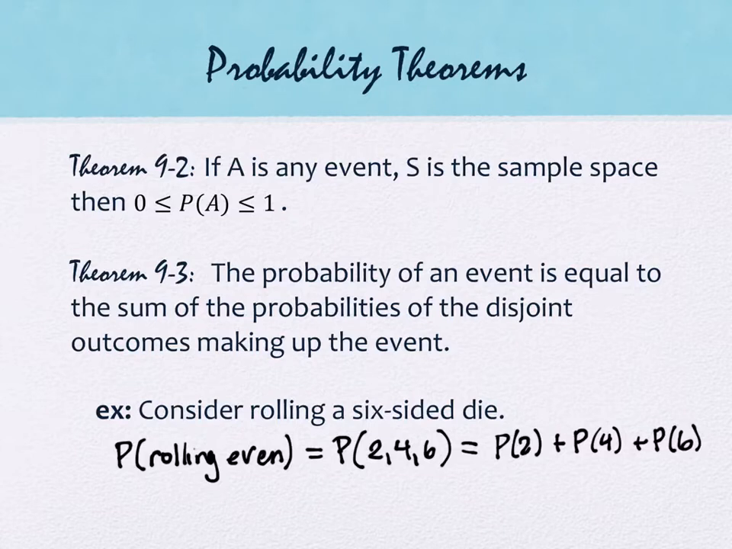So when we have things that are mutually exclusive or disjoint, we can separate them, talk about the individual probabilities, and add them all together. And sure enough, if you think about counting it this way, this would be 3 outcomes out of 6. This is 1 outcome out of 6 plus 1 outcome out of 6 plus 1 outcome out of 6, and of course those add up to the same quantity.